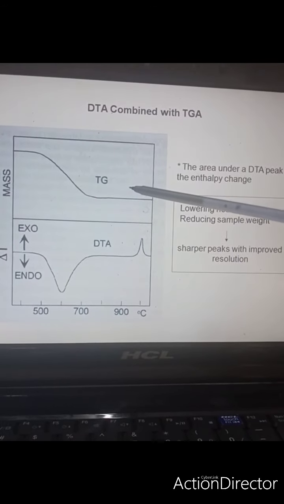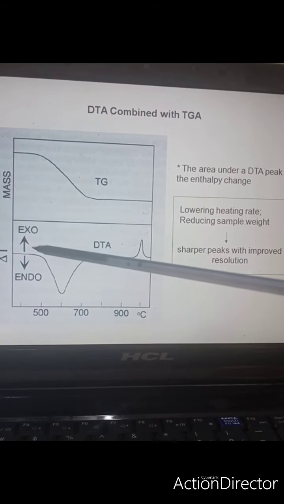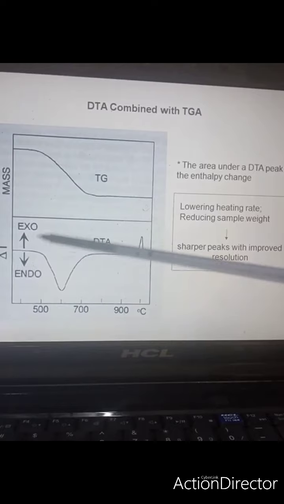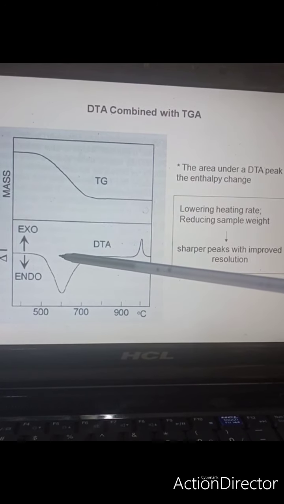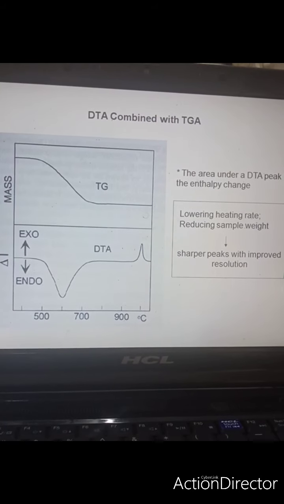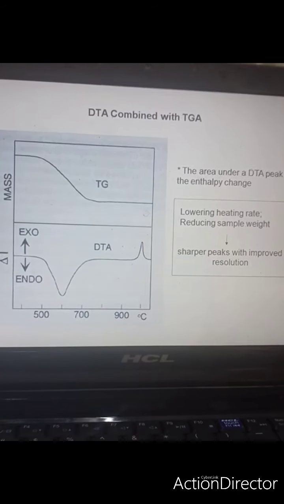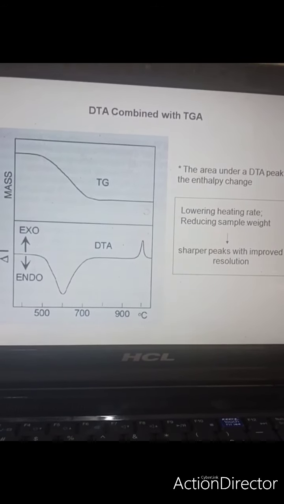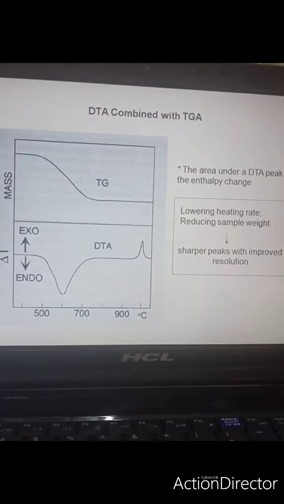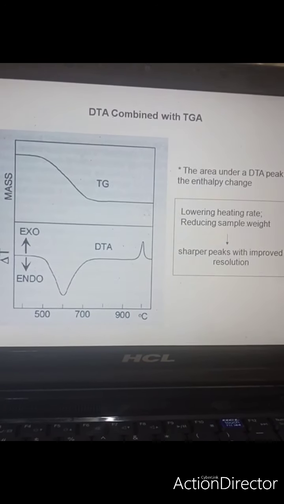This is the TGA curve, whereas this is the DTA curve, and it is telling you about the enthalpy change. The area under the DTA peak is the enthalpy change. If you lower the heating rate by reducing the sample weight, we will get sharp peaks with improved resolution.